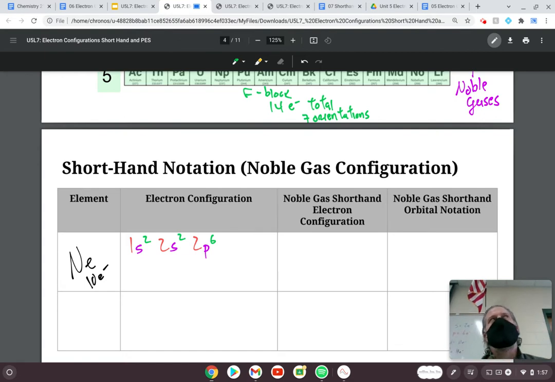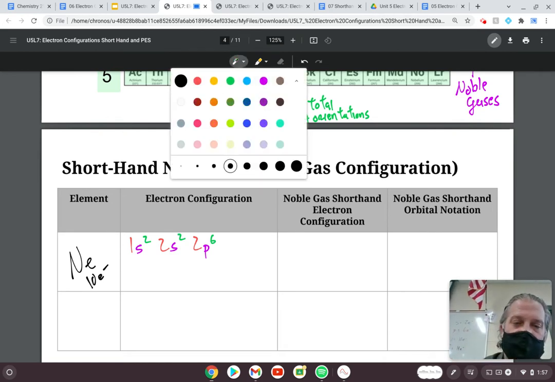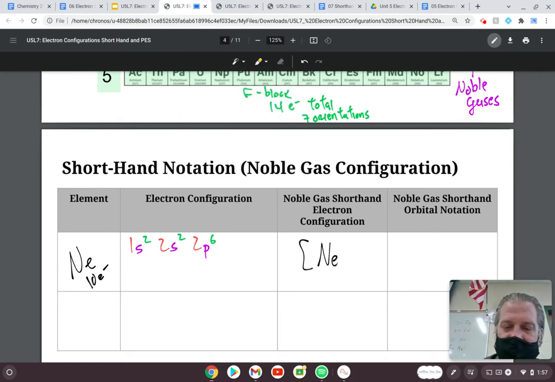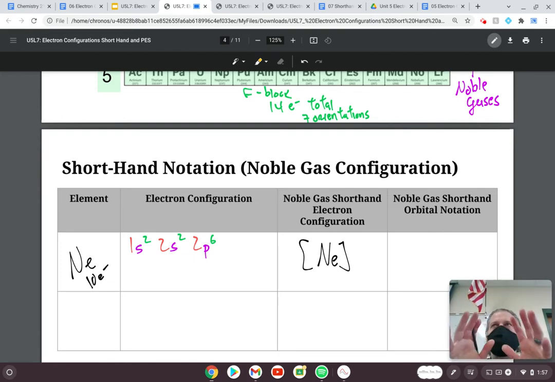Now, because neon is inert, because neon is a noble gas, because neon doesn't react with anything under normal conditions, we can use any noble gas, but in this question we're going to use neon as a jumping off point for other elements that come after it. So if I wanted to write what we call the Noble Gas Shortcut, I could simply write bracket Ne and call it a day.